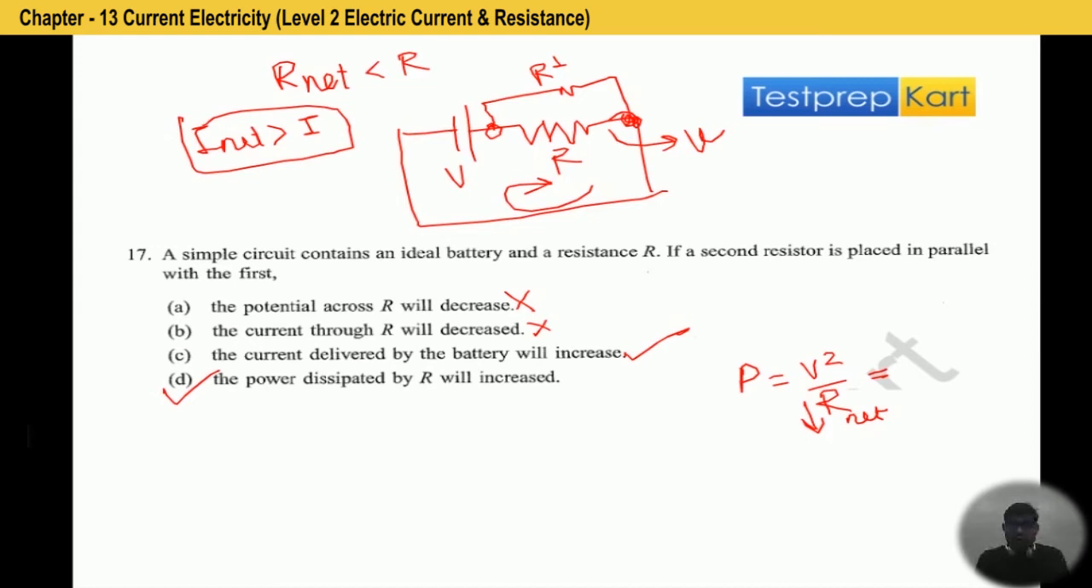But in this question there is a small doubt whether it is asking about resistance R only or the total combination. If it is asking about R only, then the potential difference remains the same, so there will be no change in power dissipation. If we go by the language of this question, then this option must be wrong. If we talk about total power dissipation, that will definitely increase. But if we take resistance R only, then the power dissipation is the same.